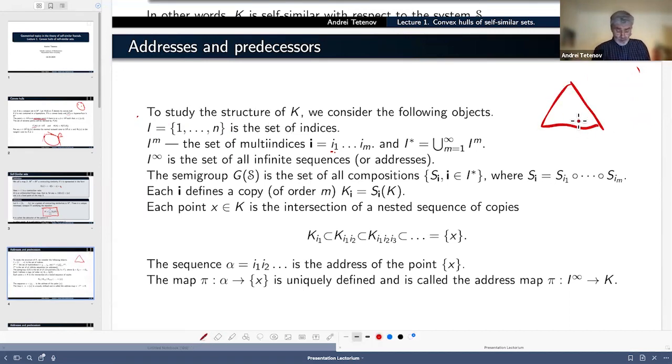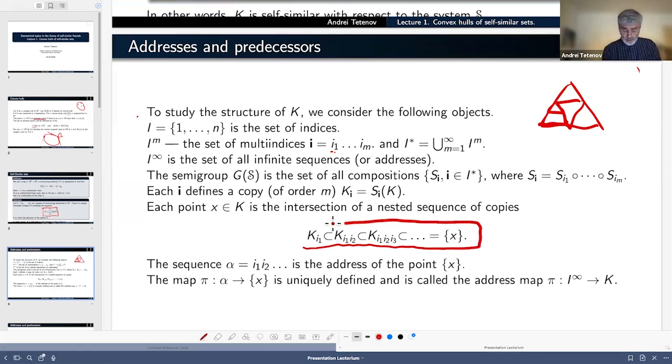So to this point, if we have such a point, then we have a copy of the first rank containing this point. Then we have a copy of the second rank containing this point, etc., etc. So for each x, there is a sequence which I show you on this line.